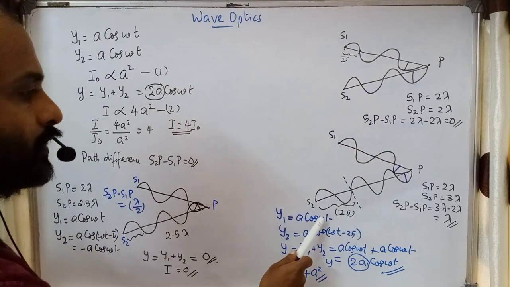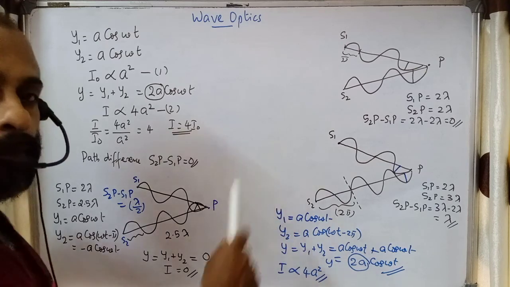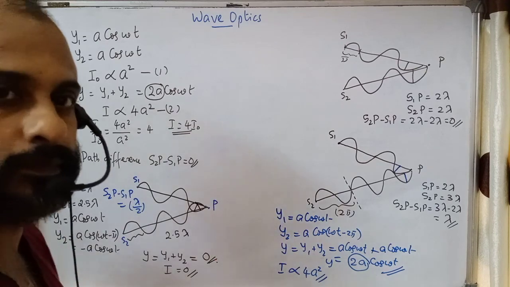So these relations are called displacement relations for a progressive wave. Okay, thank you.